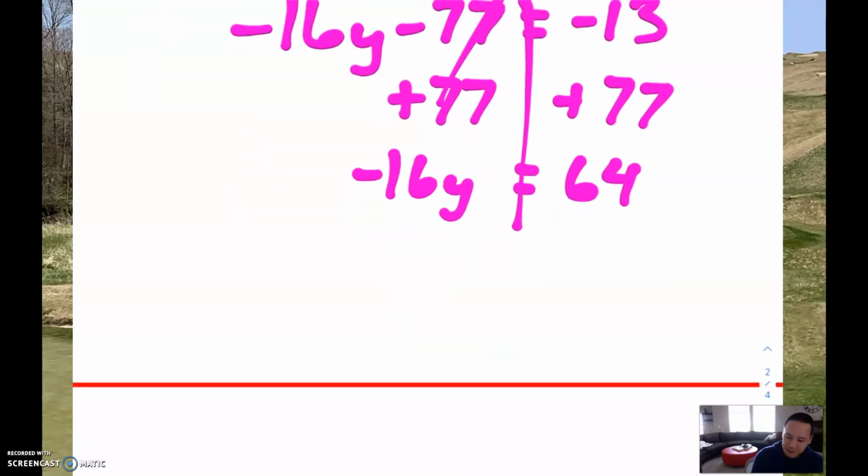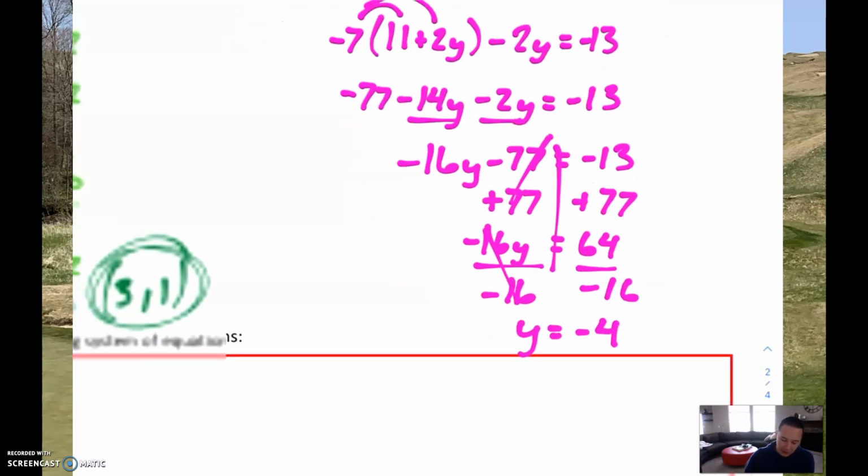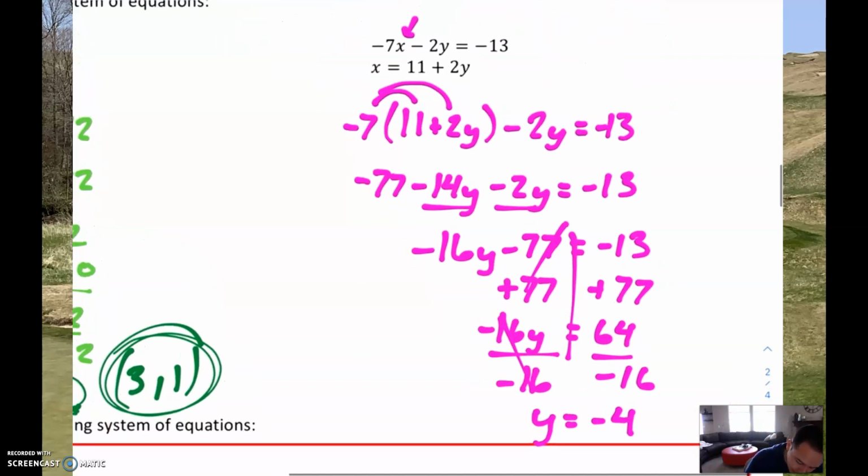And to get y by itself, we have to divide by the number that's in front of it, in this case, negative 16. And we get y equals a negative 4. So we've gone through and we've solved that y is equal to negative 4. Now let's go back and find the x.